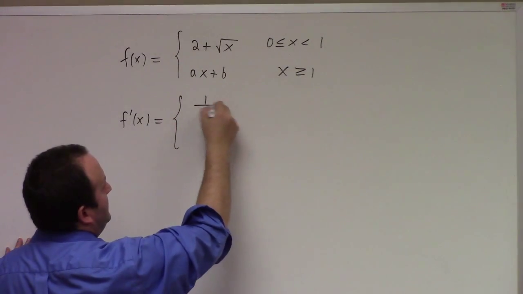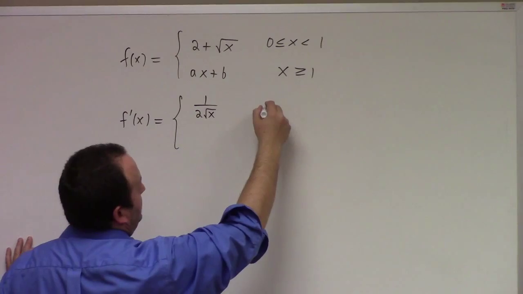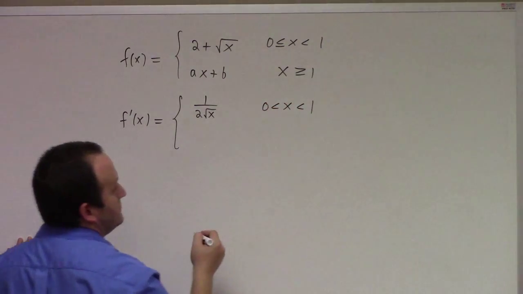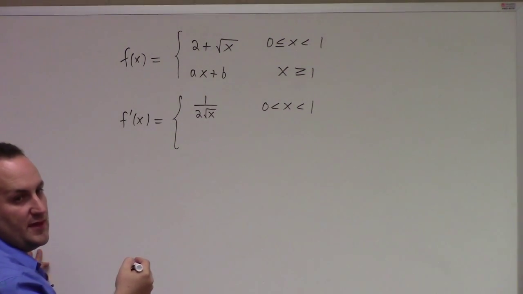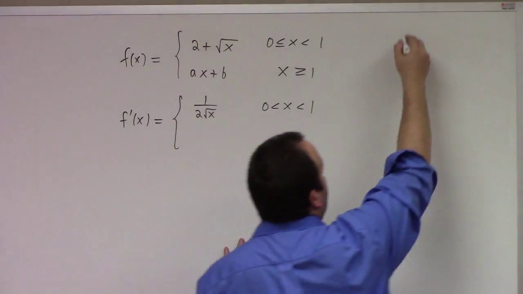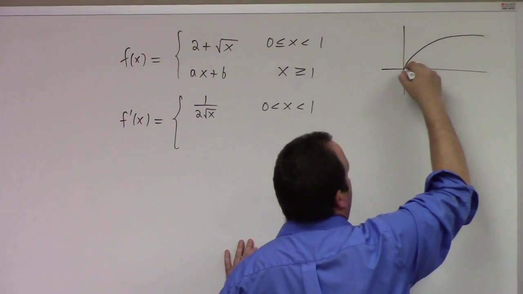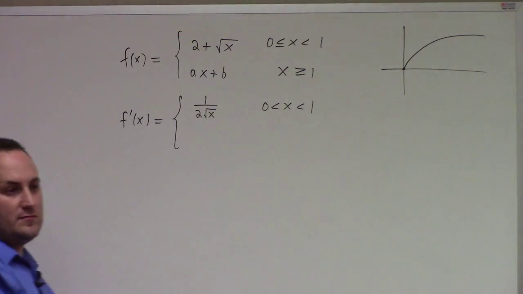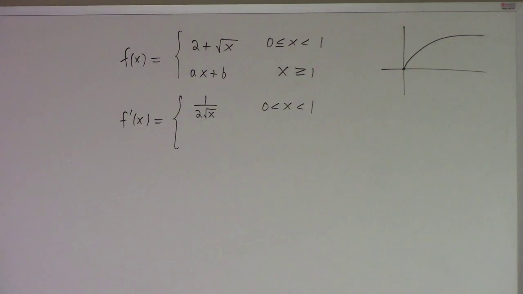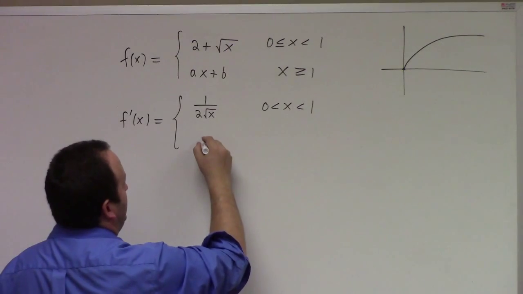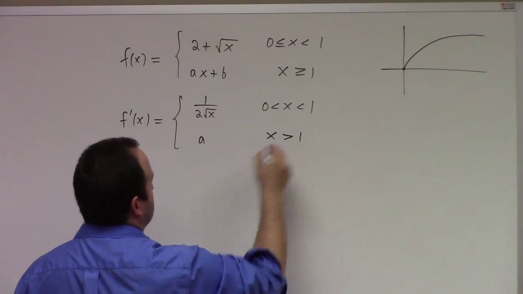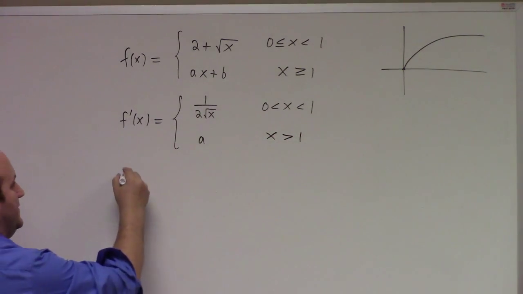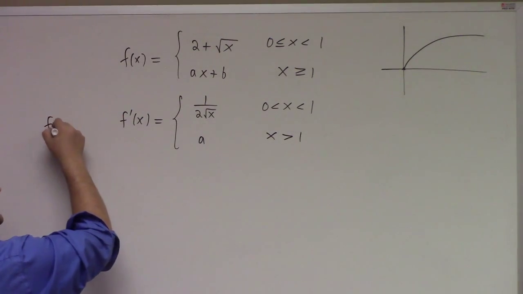So f prime of x is 1 over 2 square root of x for 0 less than x less than 1. I can't throw in 0, which is troubling. If you look at the square root function, it looks like this, right? So what happens at the endpoint? What's the slope of the tangent? Right, so the derivative of the square root function actually doesn't exist at the endpoint of its domain. That's why I have to throw out 0. And the other piece is a. So basically, for x not equal to 1, this is how to define it.